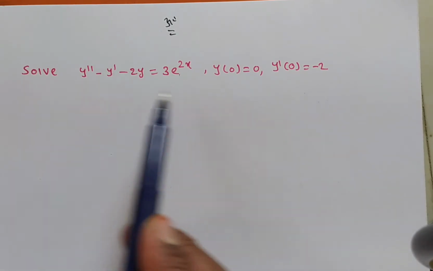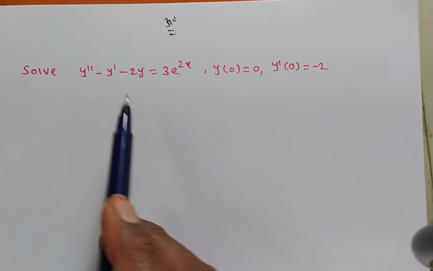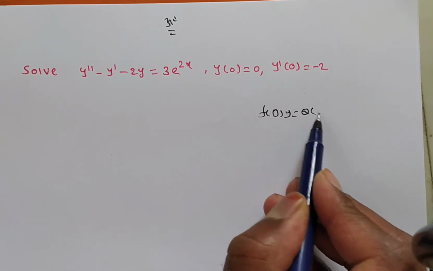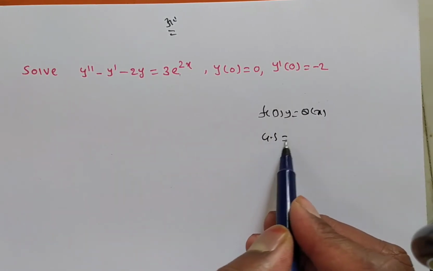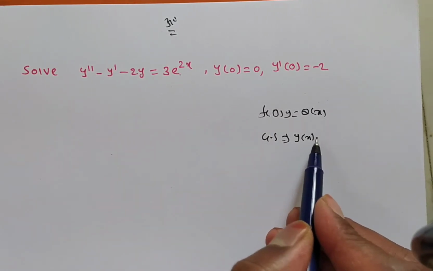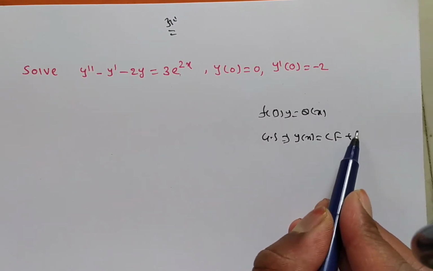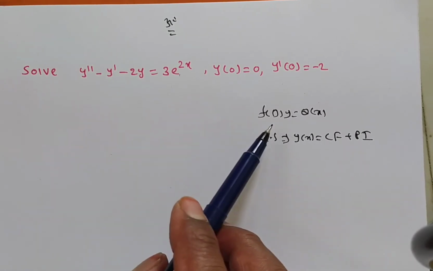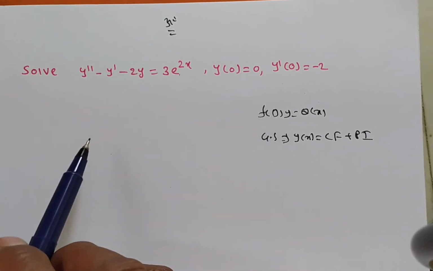minus 2. Here you observe, till now we have done many problems of the form f of D into y is equal to Q of x. Then we have a general solution, that is y of x is equal to complementary function plus particular integral. But there is a small difference between this problem and those problems. What is the difference?